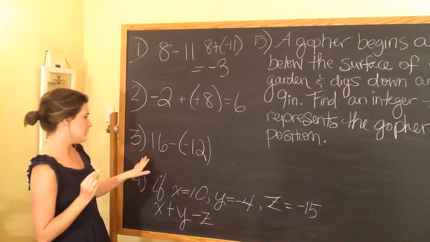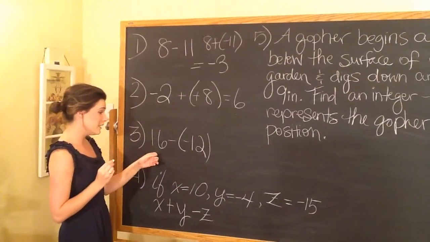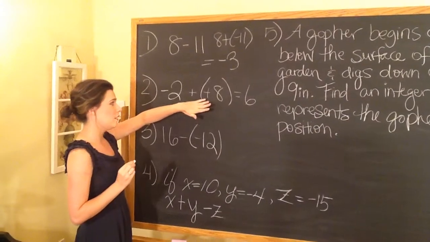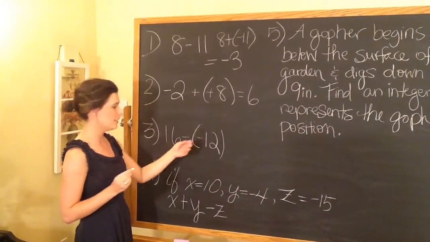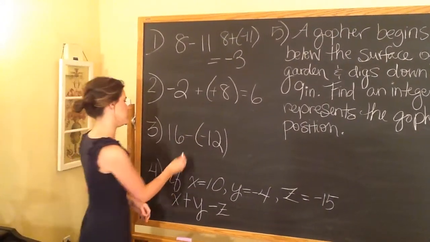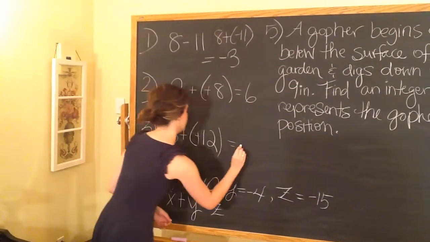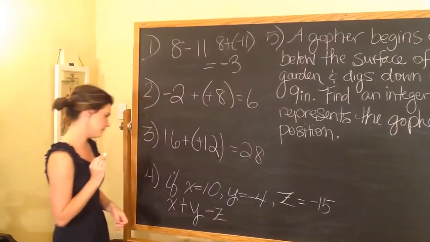Alright, our third example. It says 16 minus -12. Just a second ago, we did a minus negative and turned it into a plus positive. We're going to do that same strategy down here. So 16 plus 12 is going to give us 28.